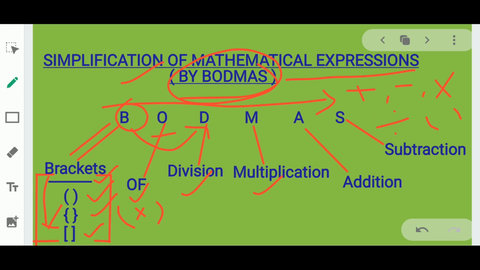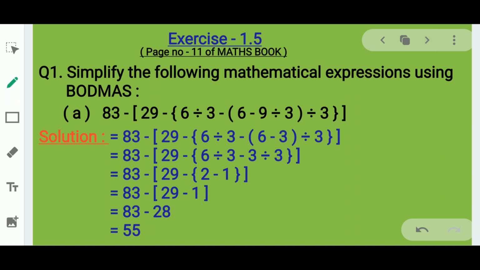Let's move to the questions section. Here is exercise 1.5 of your book, which is given on page number 11. Question number 1 is: simplify the following mathematical expressions using BODMAS. We have to follow the BODMAS rule and solve the given expression.